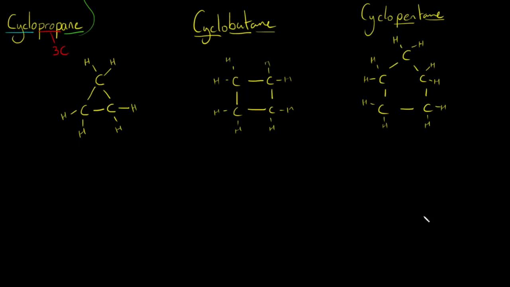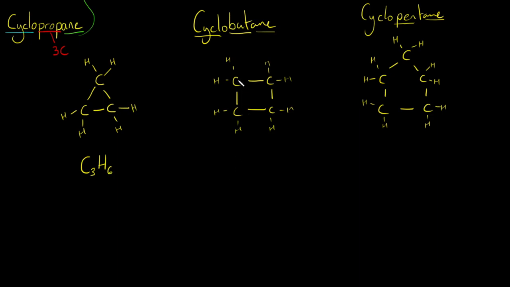Okay, let's see if we can figure out the general formula now for the cycloalkanes. Remember, these are homologous series, so they have to share the same general formula and they'll have similar chemical properties. Let's get the molecular formula for each of these. So cyclopropane, we've got 3 carbons, so it's going to be C3. How many hydrogens do I have? 1, 2, 3, 4, 5, 6. C3H6.